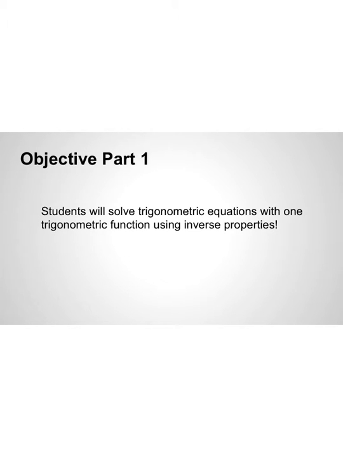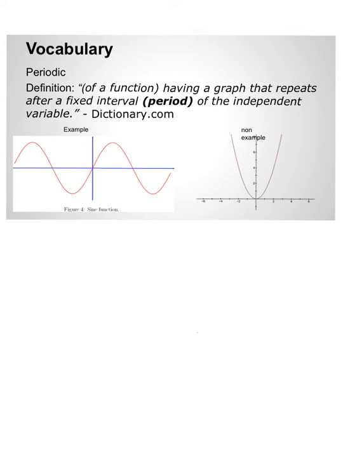Okay, our objective for part 1 is students will solve trig equations with one trig function using inverse properties. If you recall, when we first introduced trig functions, we figured out our trig functions were periodic. Periodic simply means they repeat their pattern over a fixed interval or period. So, when solving trig equations, that means if we found a set of answers within a period and the period repeats itself, those same set of answers will be in every other period. This translates to that our trig equations can have up to infinity answers.